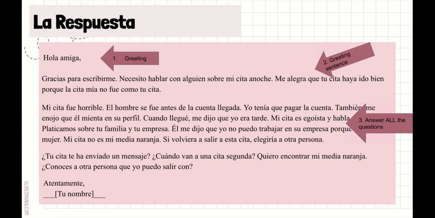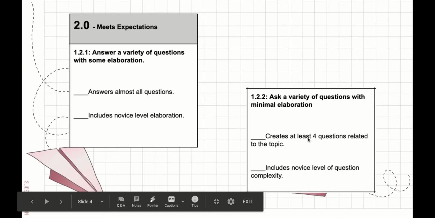And then another paragraph, you're going to skip down and answer all the questions that they asked. And in the next paragraph, the last one, you're going to ask questions. You're going to ask at least 4 questions. And then finally, you're going to say a goodbye, and you're going to write your name there to say goodbye.